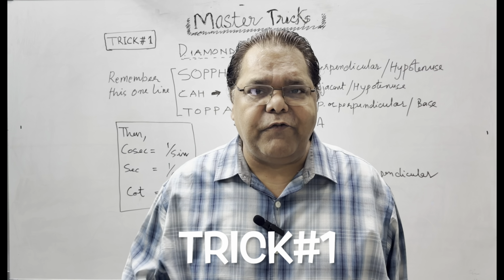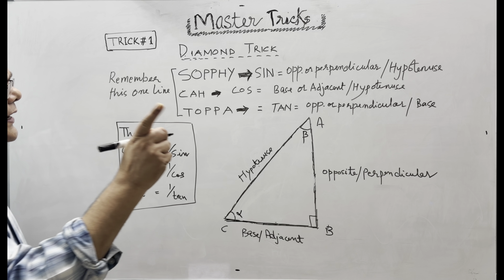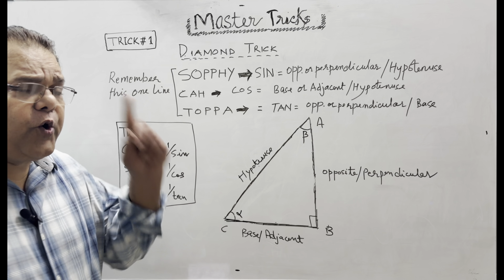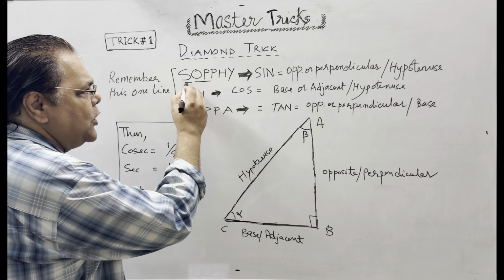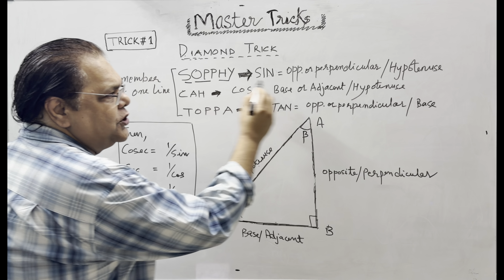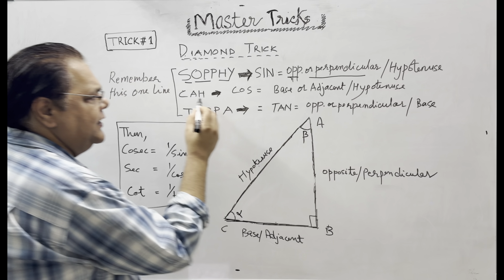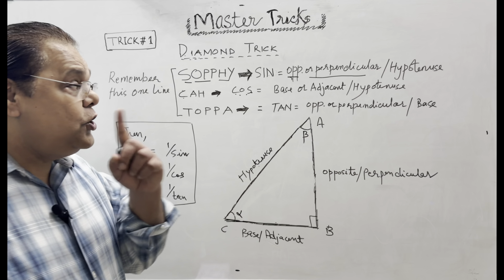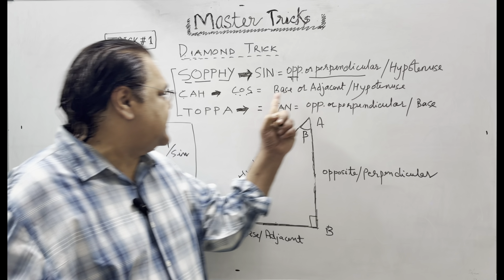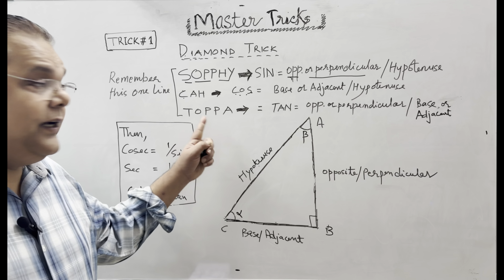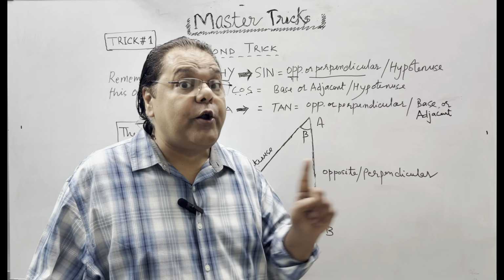Exactly! Let's start with our first trick, diamond trick. Remember just one line, Sophie Topa, which was taught in the first class. Sophie is sine is equal to opposite by hypotenuse. Opposite or perpendicular by hypotenuse. Cos is equal to adjacent by hypotenuse. Adjacent or base. And the last one, Topa. Tan is equal to opposite or perpendicular by base or adjacent.